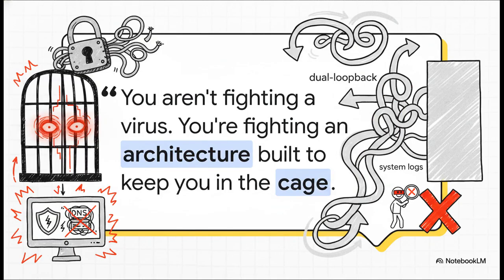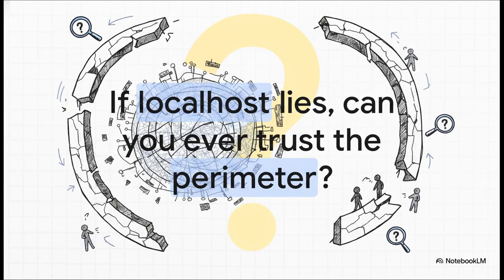The true danger of the dual loopback architecture isn't just about what data it steals. The real terror is that it controls the very environment and the exact tools that a defender relies upon to see the truth. When your antivirus, your DNS resolution, and your system logs are all part of the manipulation, you are completely boxed in. So I want to leave you with this provocative thought to chew on.